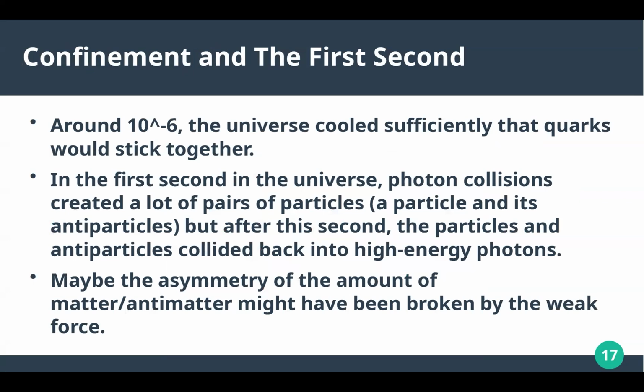Maybe the symmetry or amount of matter and antimatter might have been broken by the weak force during this time. Because we see that there is a lot of matter in the universe, and if there were an equal amount of antimatter, then it would just annihilate and become photons again. But considering the weak force, we think that might explain why there is more matter than antimatter in the universe.